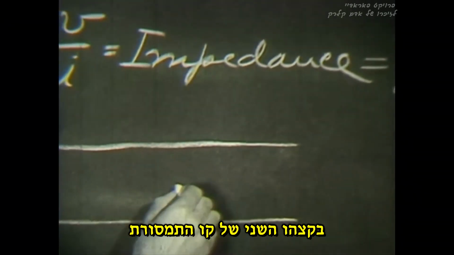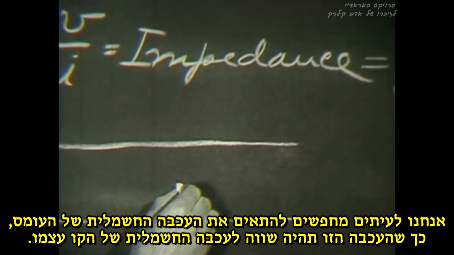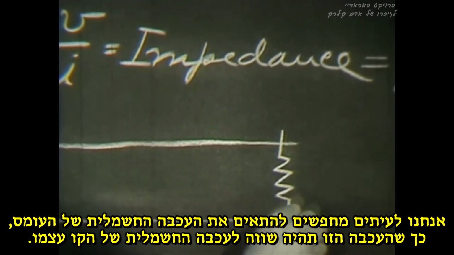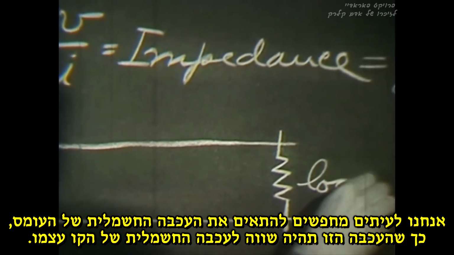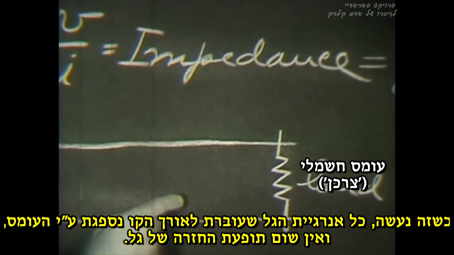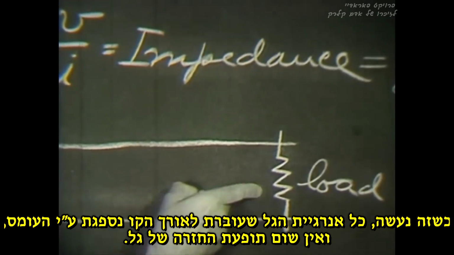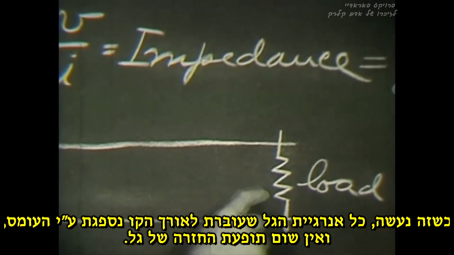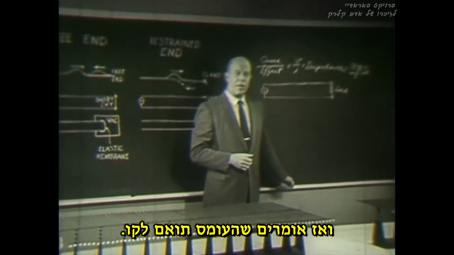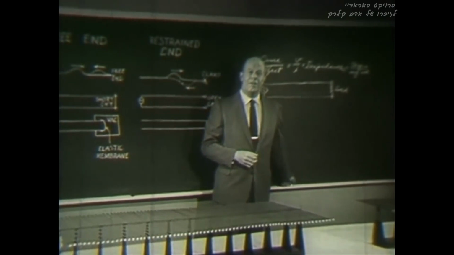In terminating the other end of a transmission line, we frequently seek to adjust the impedance of the terminating load to equal the impedance of the line itself. When this is done, all the wave energy traveling down the line is absorbed by the load and no reflection takes place. The load is then said to be matched to the line.